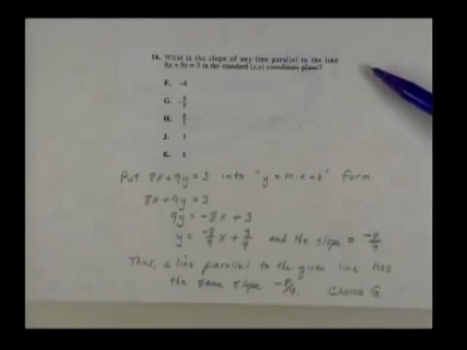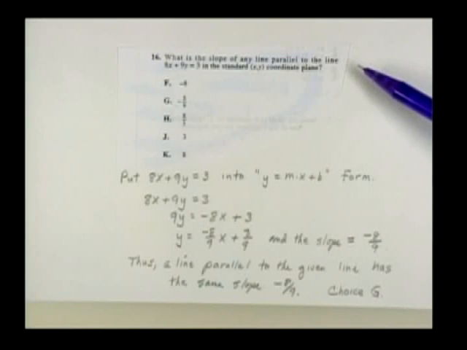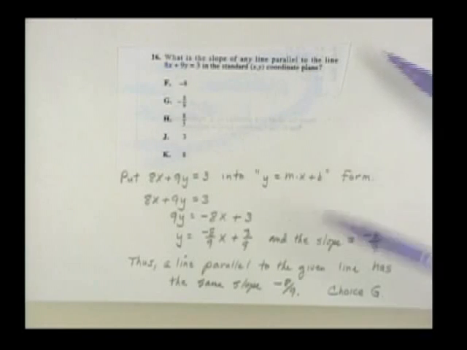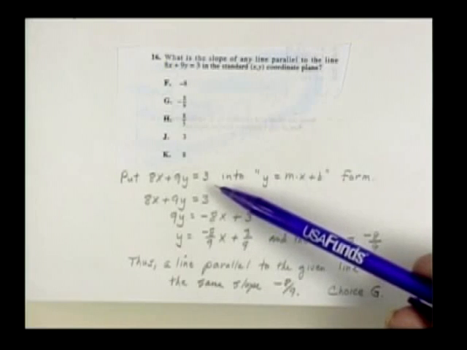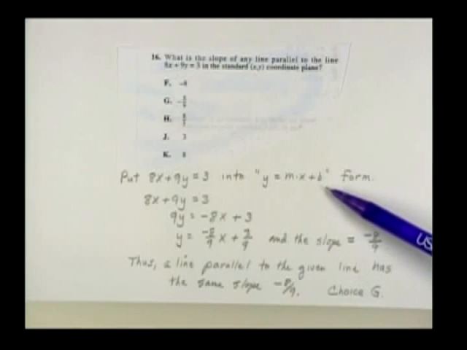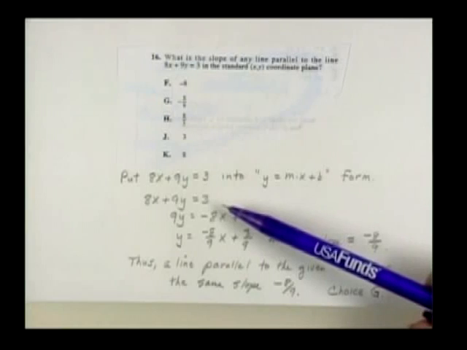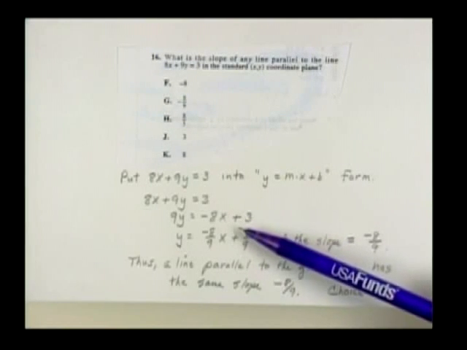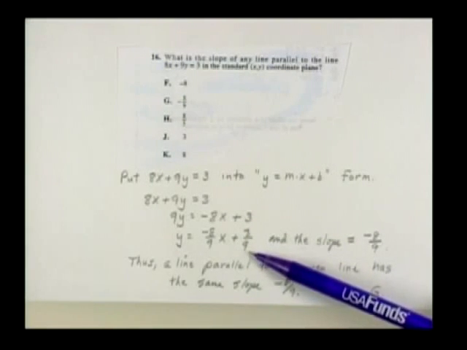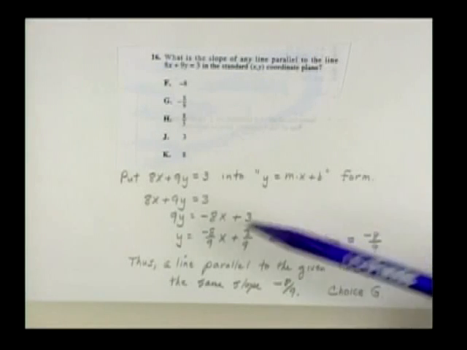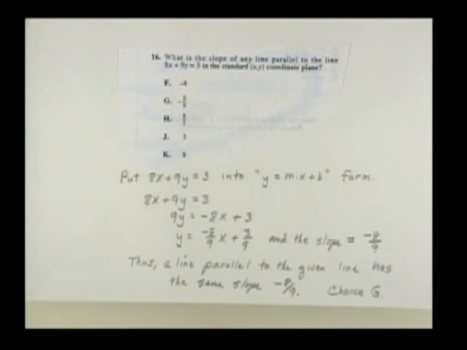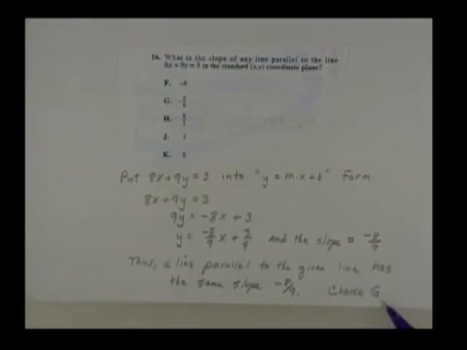What is the slope of any line parallel to the line having equation 8x plus 9y equals 3 in the standard xy coordinate plane? Put the equation 8x plus 9y equals 3 into the y equals mx plus b form, and you do it as follows. Subtract 8x from both sides, and divide both sides by 9. The slope of this equation is negative 8/9 from the form y equals mx plus b. Thus, a line parallel to the given line has the same slope, negative 8/9. Choice G.